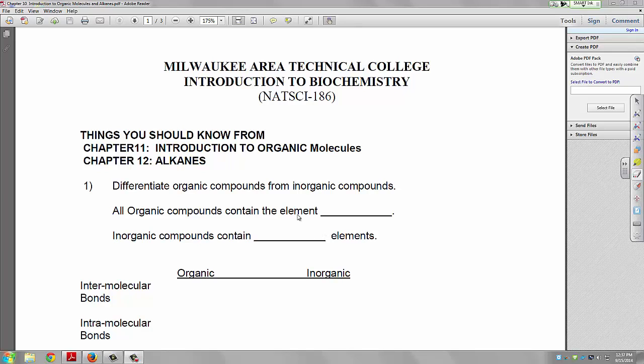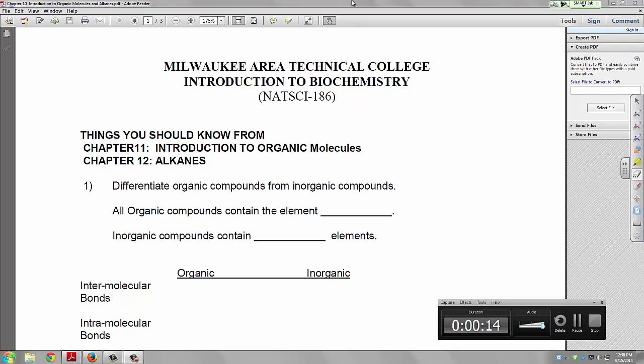Alright, welcome to the review sheet for Chapter 10. This is for Chapter 10 that deals with, of course, the introduction to organic molecules and alkanes. Okay, so we started off this chapter differentiating between organic and inorganic.